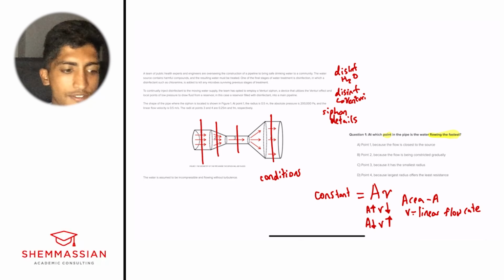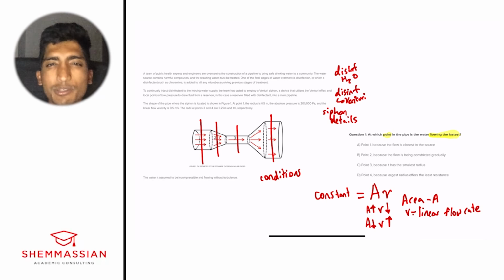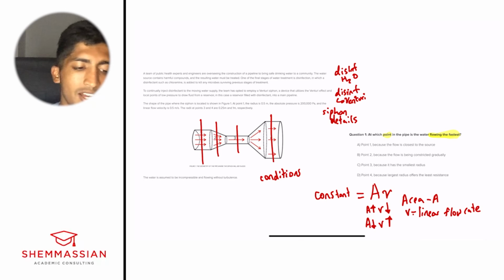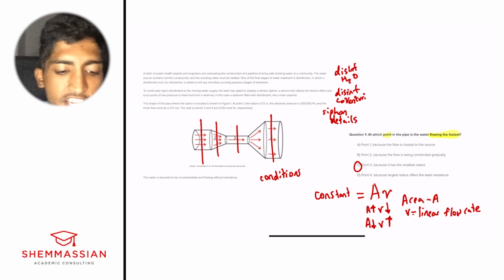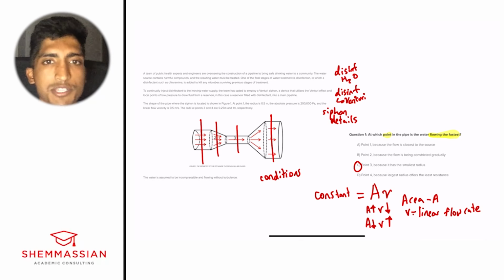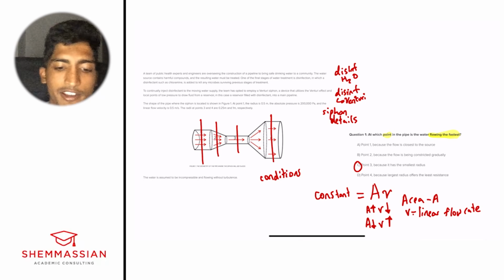So this is the exact sort of thinking that's going on in my head. So now we're looking for the smallest area. And it's pretty clear where it is. If we look at point 3, right, it's a cylinder with a really, really small area of a cross section. And so we automatically can go to point 3, right? And let's look at the justification even. Because it has the smallest radius. And this is a great justification. Smallest radius, if we have a circle, area is what?